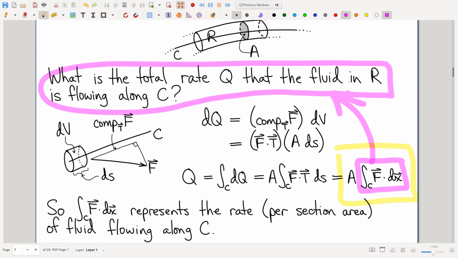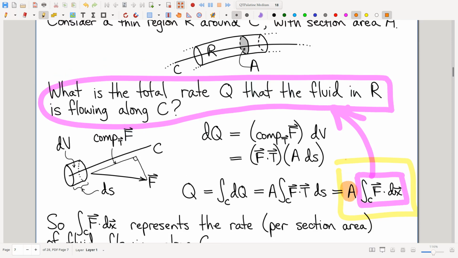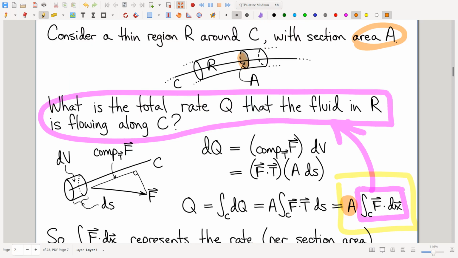All right, now, yes, I do have to address that matter of the area. What's the deal with that area? Don't forget the area here. It tells me how big the cross-section is. The fact that there's a factor of A here is unsurprising. After all, the bigger the area, the bigger the region. The bigger the region, the more fluid. The more fluid there is, the more fluid there is to flow along the curve. So the fact that our answer is proportional to area, again, unsurprising, right?